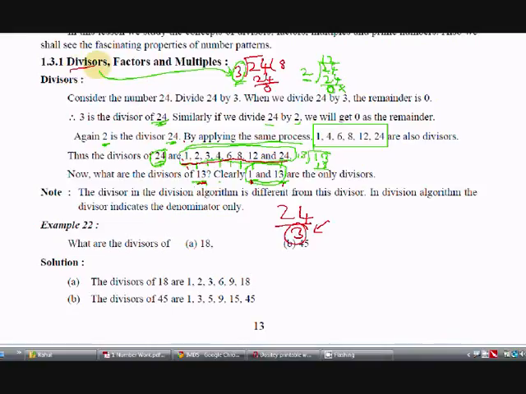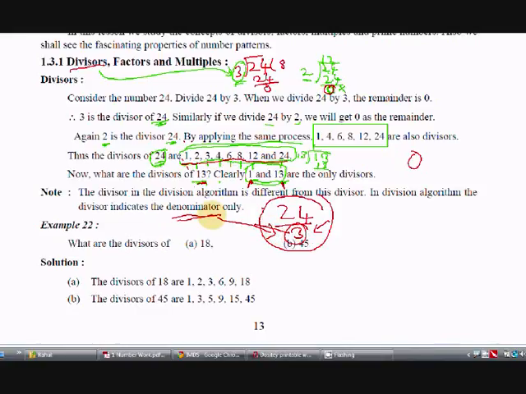A divisor which leaves a zero remainder is called a perfect divisor. So this is different. Dividend and divisor are different ideas from what we talked about in elementary school. Here the divisor is the one which divides and leaves zero as the remainder. The denominator is also called a divisor.